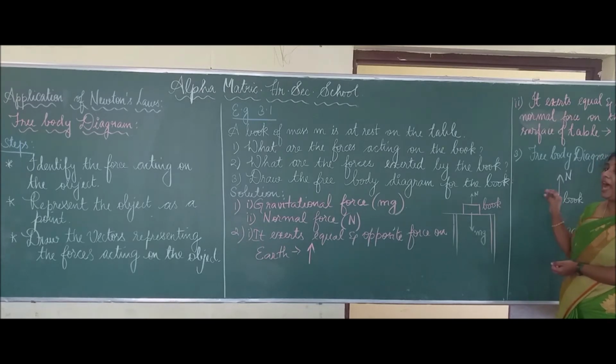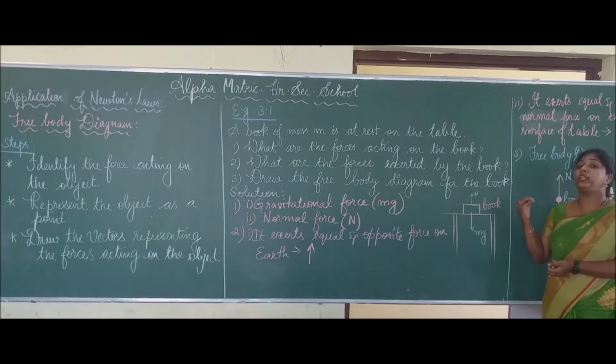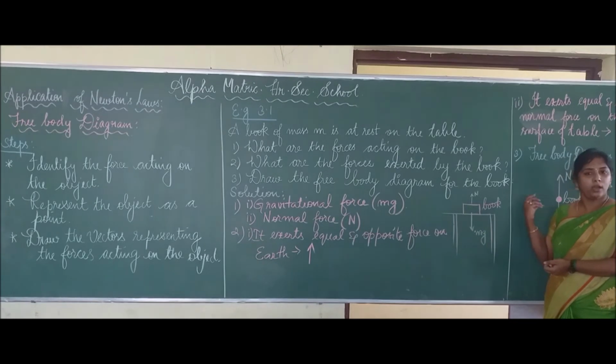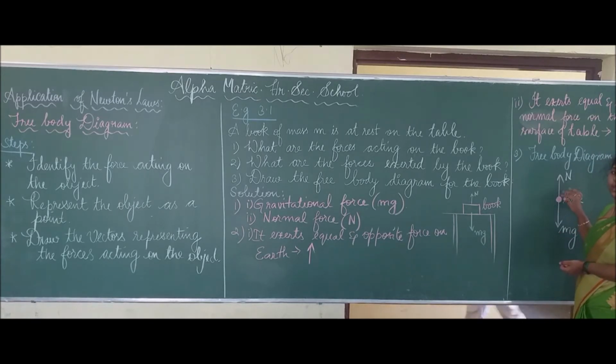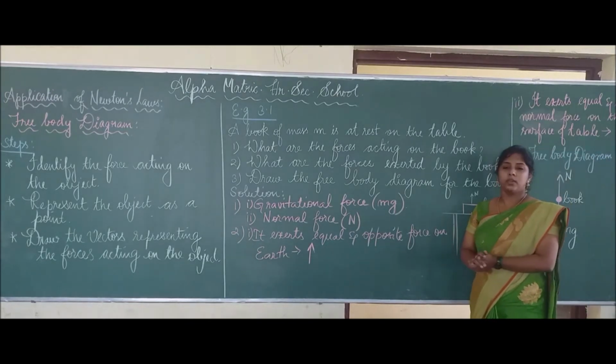And we have to identify what forces are acting on the body. I said two forces are acting, yes or no? Yes. The gravitational force acts downwards, that is the mg force. I represent it in vector form, so I put an arrow mark here. And the normal force acts exactly upwards, and I put an arrow mark here too. So this is the free body diagram for this book. This is example problem 3.1.